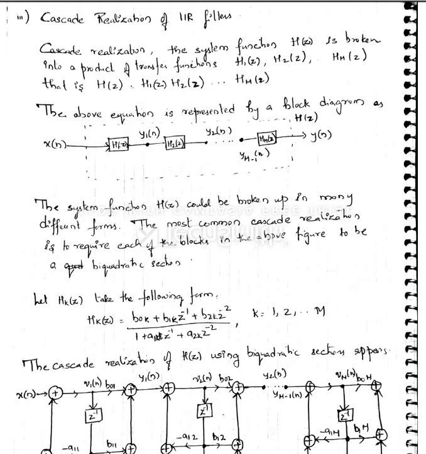So, two forms of realization we have already seen of the digital IIR filters, right? One was direct form 1 and another one was your direct form 2. So, I told you there are two more kinds of realization. One is your cascade realization and another one is your parallel realization, for your IIR filters.